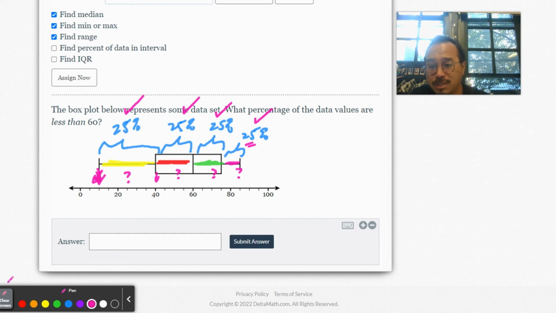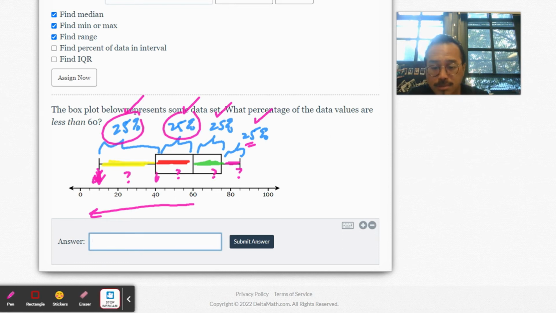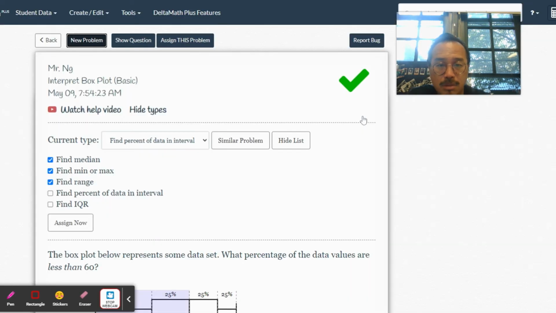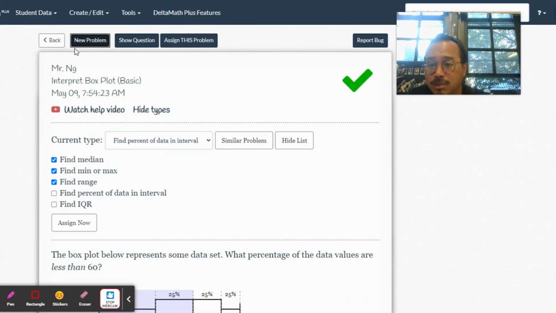Now, what's the question asking for? What percent of the data values are less than 60? So the question is, from here to here, how many percent is contained? Well, you got 25 and 25, so that's 50%. Do I just write 50 for the percent? Yeah. Okay. All right. Let's do another problem.